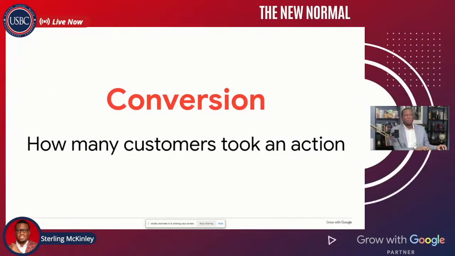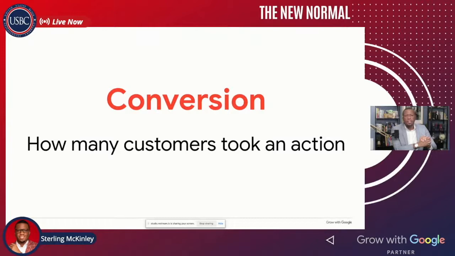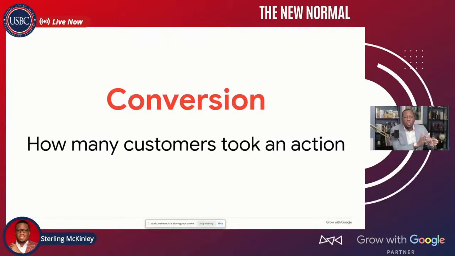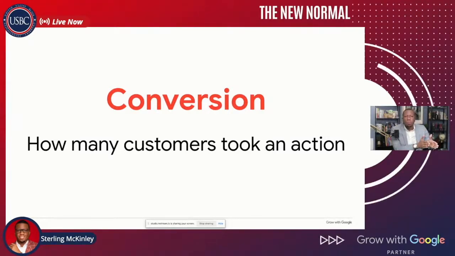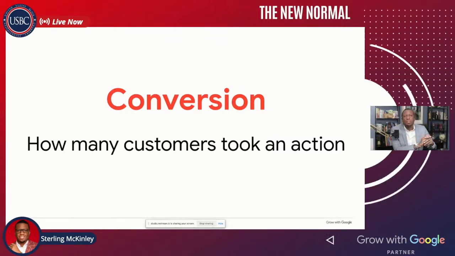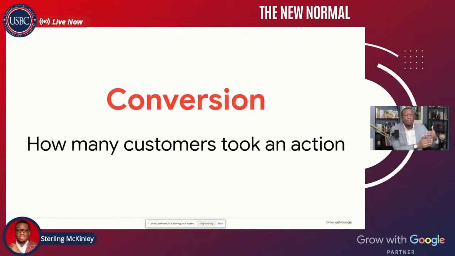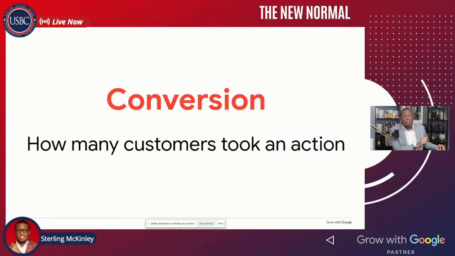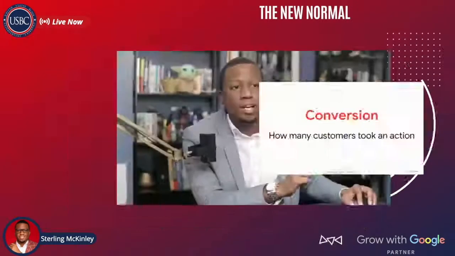Okay, so moving on to conversions. The next big thing in analytics is you want to know how many customers took an action. By taking the action, I mean how many people fill out a form to download a PDF, how many customers bought something, how many customers watched the video, a conversion.